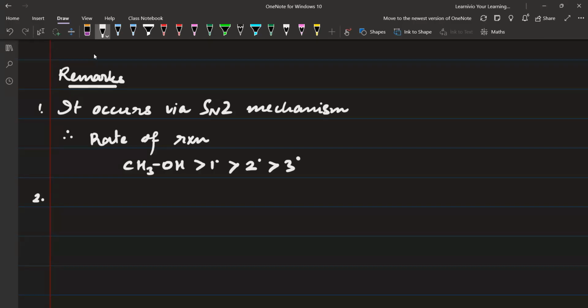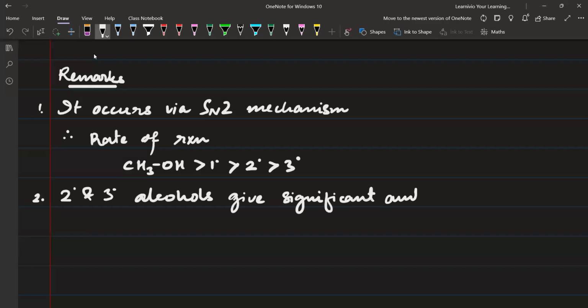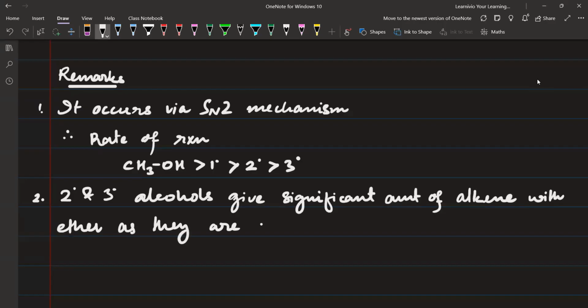The second point is very important. 2 degree and 3 degree alcohols give significant amount of alkene. Significant amount of alkene with ether, as they are more hindered.